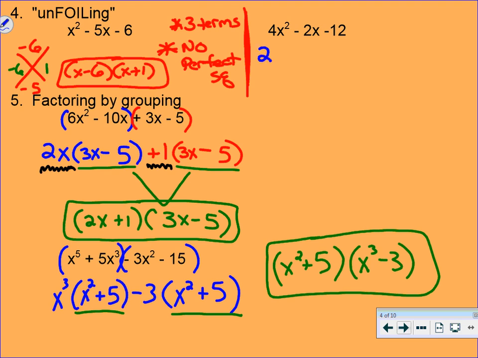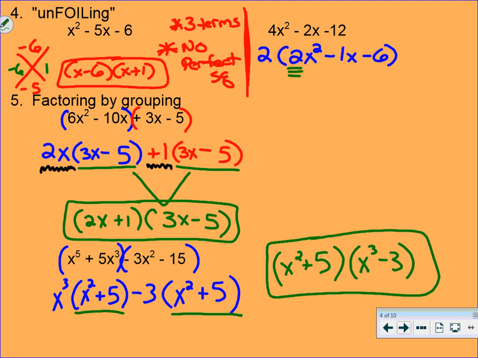So I like to get in that habit. We take our 2 out. I'm left with a 2x squared minus a 1x minus a 6. And now you notice we have a number that's actually in front of this x squared. So this is a little bit different method that we have to do.